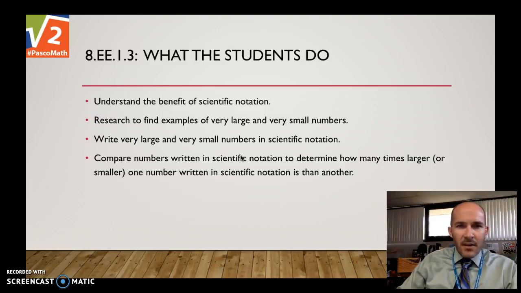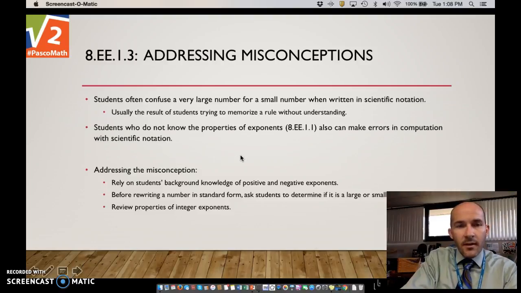They need to write very large and very small numbers in scientific notation. They need to be able to do that for sure. And then compare those numbers. When written in scientific notation, determine how many times larger or smaller one number is to another when written in scientific notation.